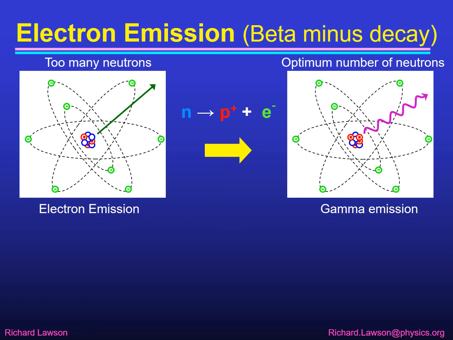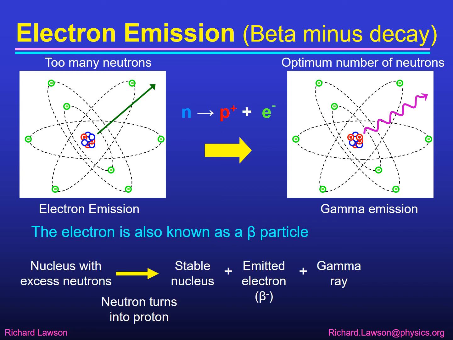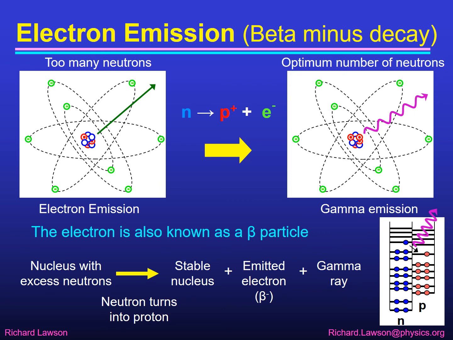So the electron, as I said, is also known as a beta particle, and we start with a nucleus with too many neutrons, and by turning a neutron into a proton we end up with a stable nucleus, and the emitted electron is the beta particle, and the energy comes off as a gamma ray. And on my diagram of energy levels in the nucleus, you see we have here a neutron at a high level with a vacancy here for a proton at a lower level, and by that neutron turning into a proton we can give off the excess energy as a gamma ray, and the whole thing becomes more stable.